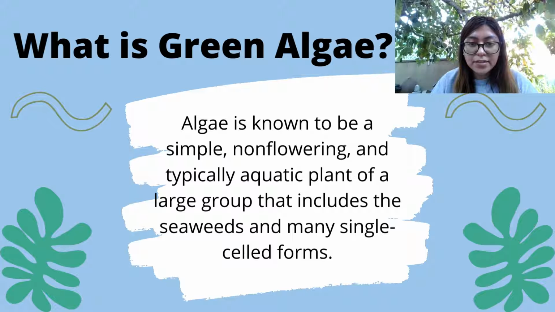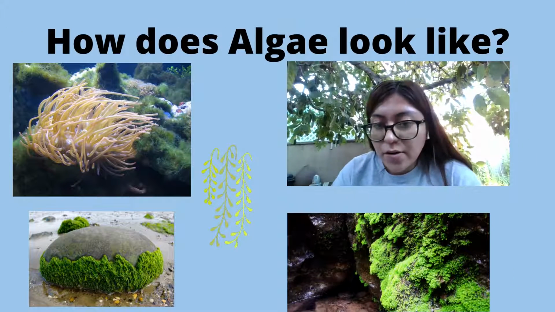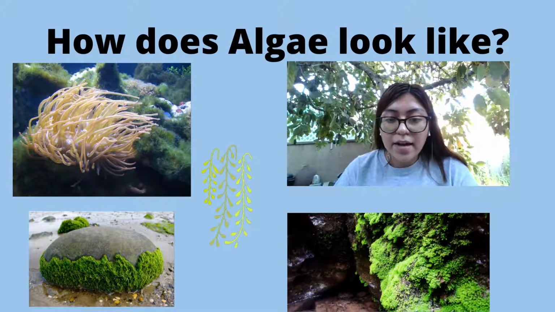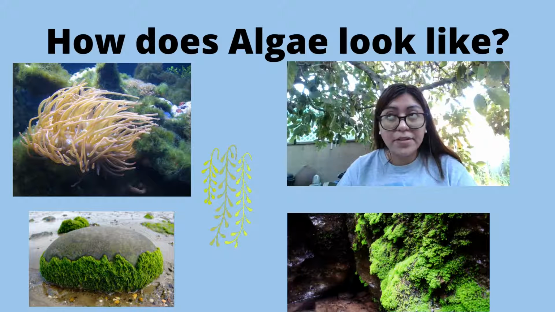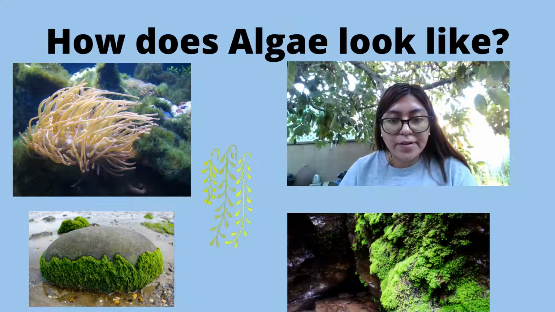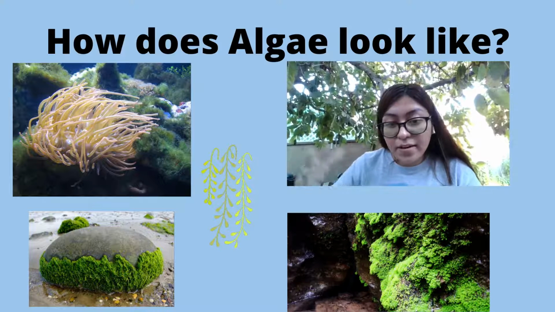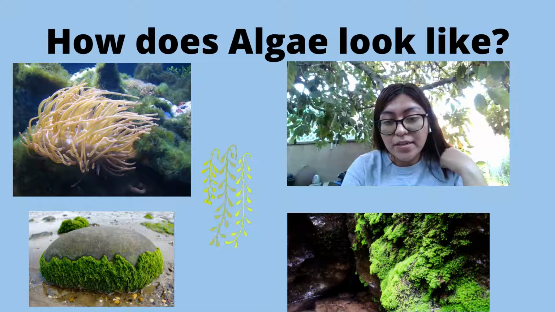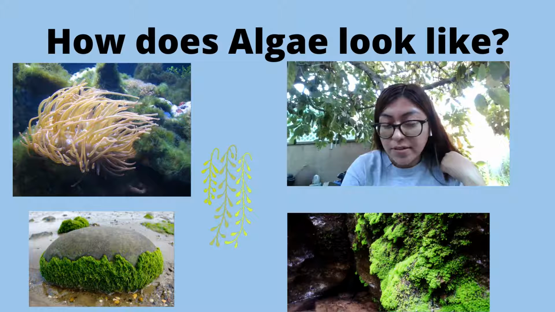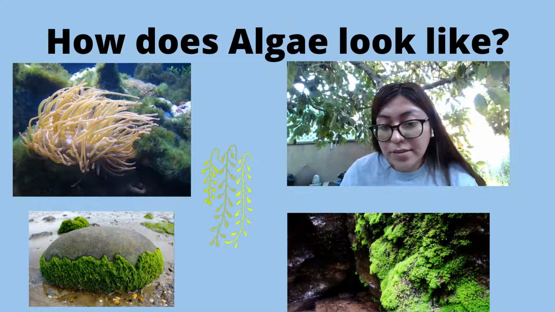So green algae is known to be a simple, non-flowering, and typically aquatic plant of a large group that includes seaweed and many single-celled forms. Now, many of us may not know what algae actually looks like. Again, like I have stated, there are many types of algae. In this case, you do see there are 4 types as shown. So we will be discussing more in the presentation on the forms, the textures, and maybe we'll see more pictures along the way.